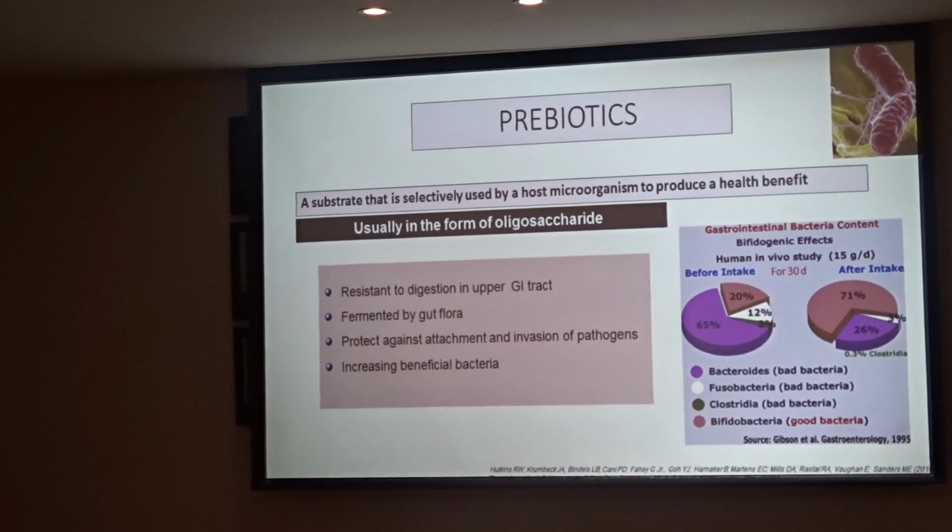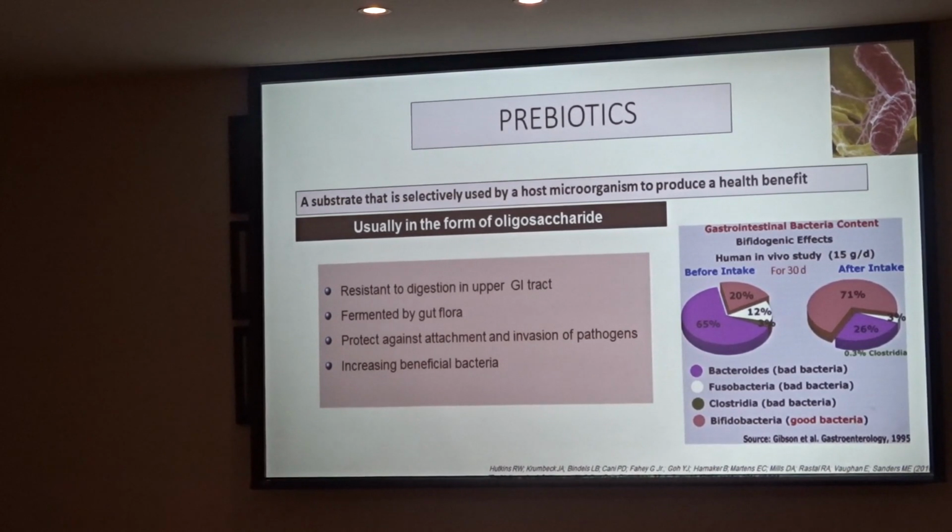What are the characteristics of a prebiotic? It is resistant to digestion in our GIT. It goes through to being excreted in the stool as undigested, and is fermented by the gut flora, protecting against attachment and invasion of organisms and increasing the beneficial bacteria.